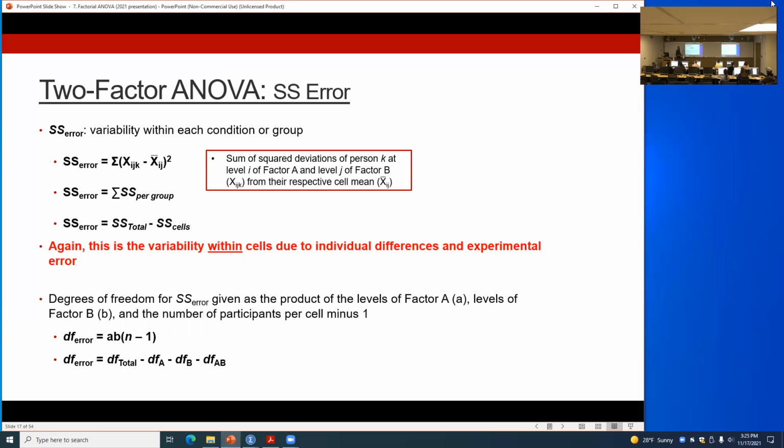Degrees of freedom is going to be the product of levels of factor A, factor B, and the number of participants minus 1. So degrees of freedom error here is going to be the number of levels of A times the number of levels of B, times the number of people we have per cell minus 1. This works fine if we've got a balanced design. If not, then it starts to get tricky. We can also calculate degrees of freedom error by subtraction. We can take degrees of freedom total minus degrees of freedom A, minus degrees of freedom B, minus the interaction degrees of freedom, and get there as well.